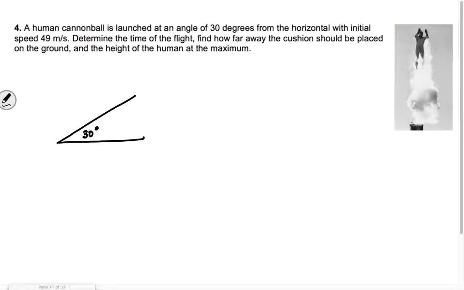So 30 degrees. We're going to have that Vx and Vy, the x and y components. Our Vx is going to be 49, our speed, times cosine of 30. And our Vy is going to be 49 times sine of 30. We know that because we can use SOHCAHTOA to get those values.